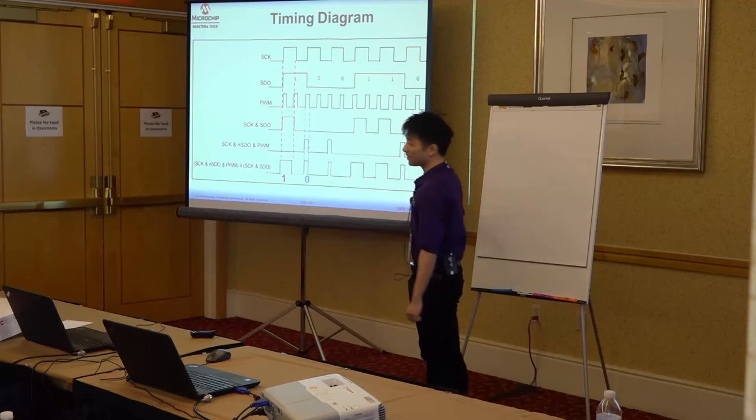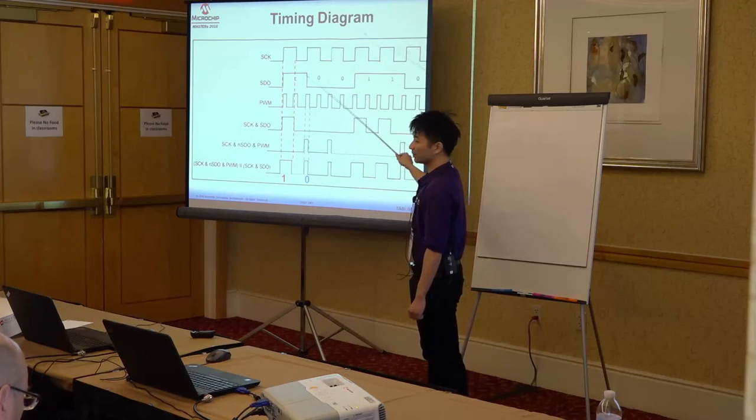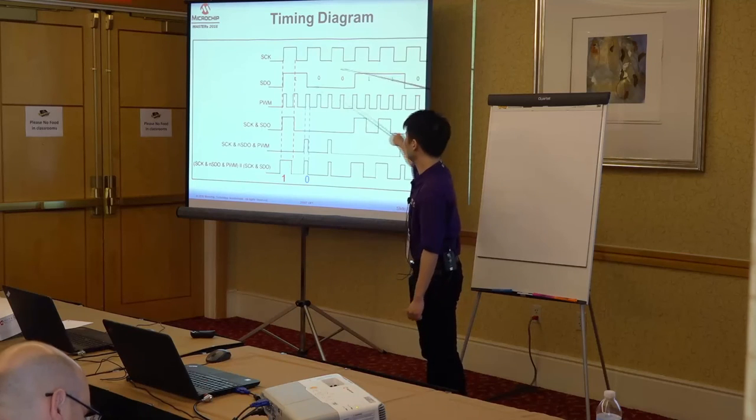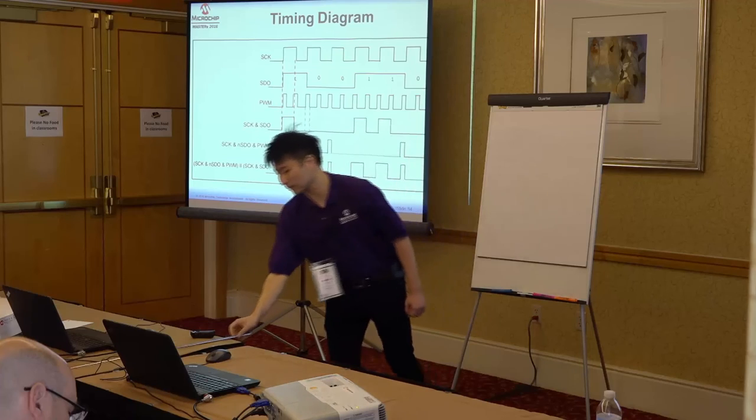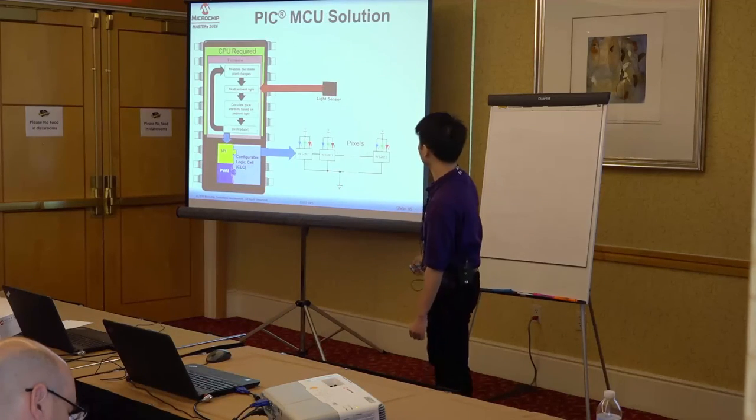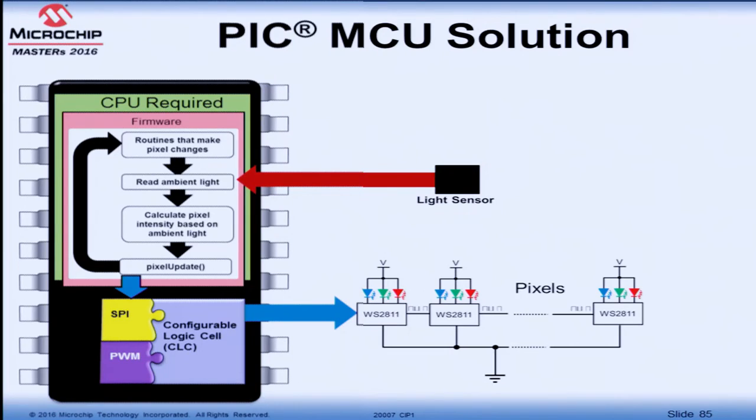So with that being said, once we use the SPI to transmit 1 byte of signals here, we're going to get 1 byte of signal into the RGB light. So basically, we're replacing the transmit byte in the pixel update function with this kind of peripheral-based block. And then it's going to do the job for us. All you need to do is to write 1 byte into your SPI peripheral, and it's going to automatically transfer that into the WS2812 protocol.